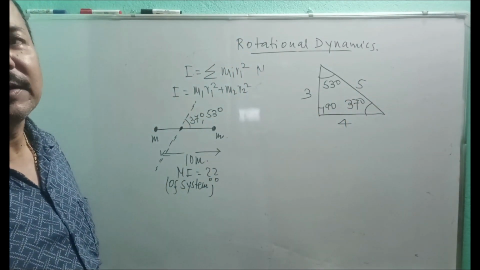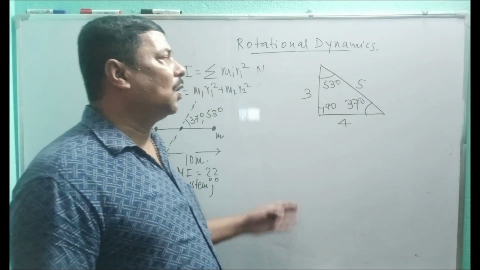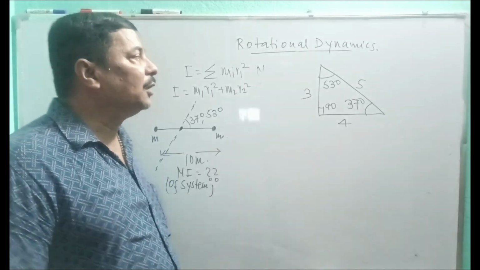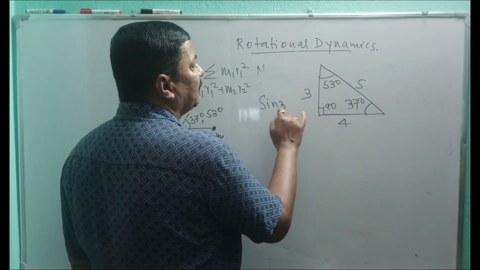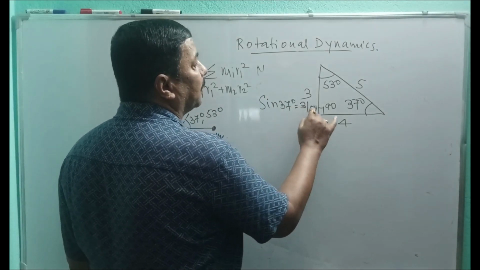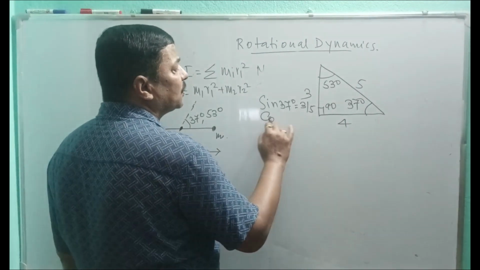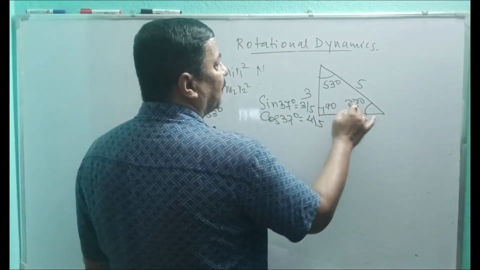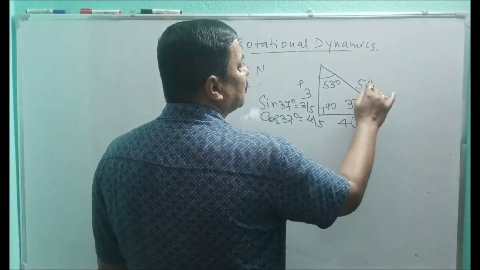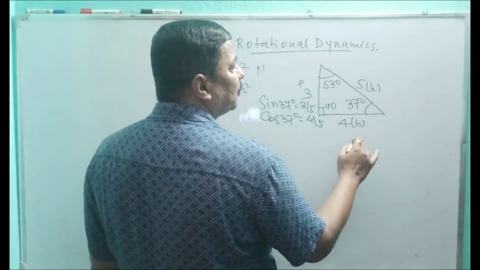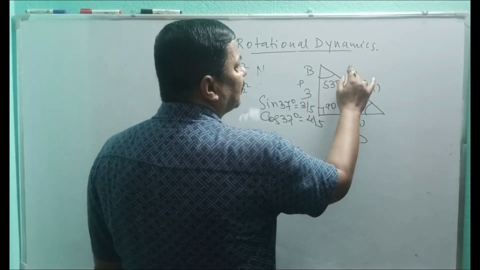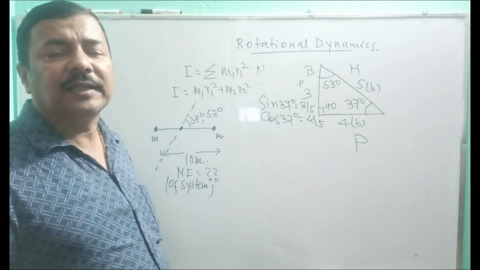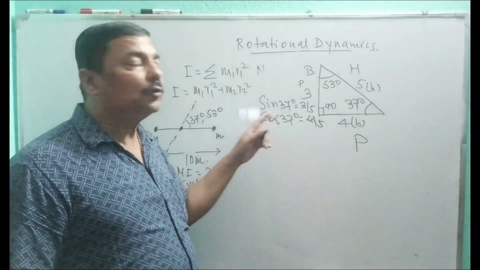Then for finding sine 37, cos 37, tan 37 or sine 53, cos 53, tan 53, you are not supposed to use your calculator. You have to remember this value, that sine 37 degree should be equal to 3 by 5. Directly you can use this value. Similarly, cos 37 should be equal to 4 by 5. For 37, this is your perpendicular, this is your base, and this is your hypotenuse. And for 53, this is your perpendicular, this is your base, and this is your hypotenuse. That should be clearly understood, because these two angles are very useful in solving physics problems, and they are used in physics frequently. So you should understand this value also.